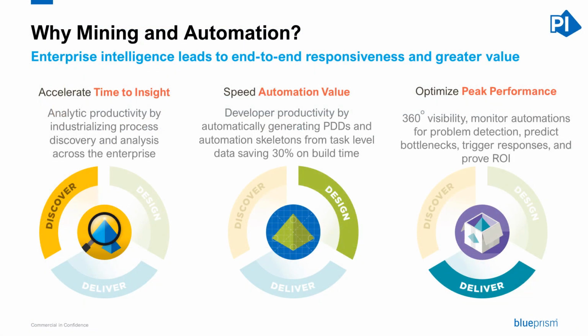Blue Prism Process Intelligence helps quickly discover what to automate, significantly reduces the automation development time, and then monitors automations in production. Plus, getting started is easy, with free licenses for all customers on paid support.